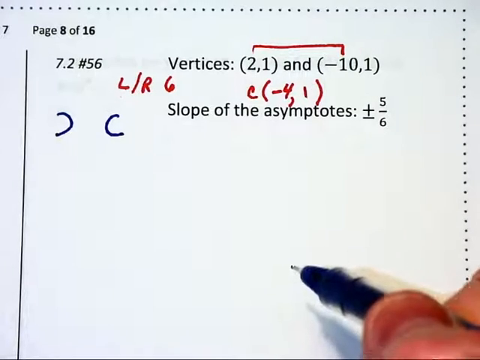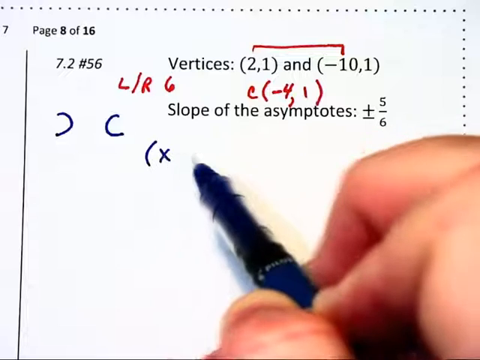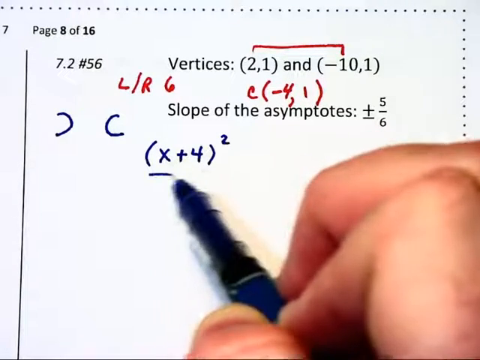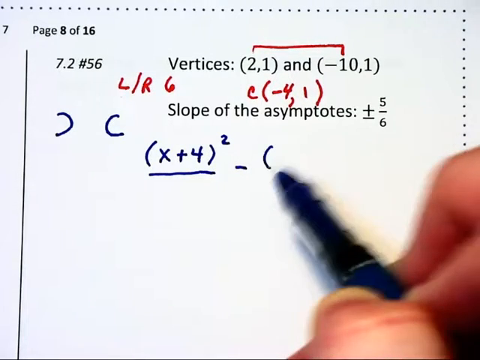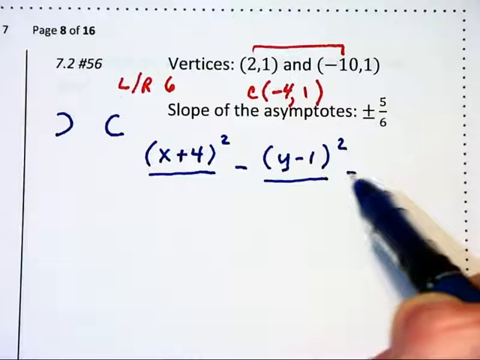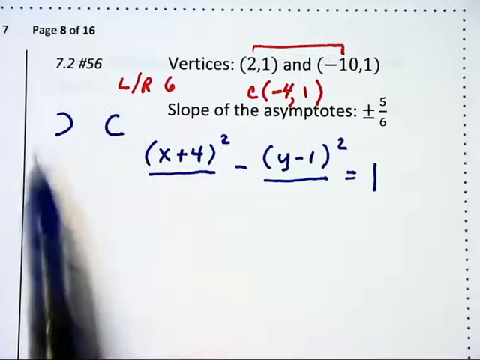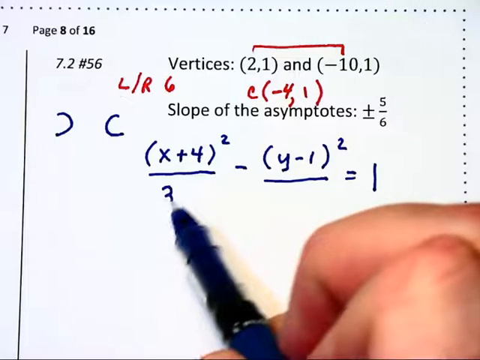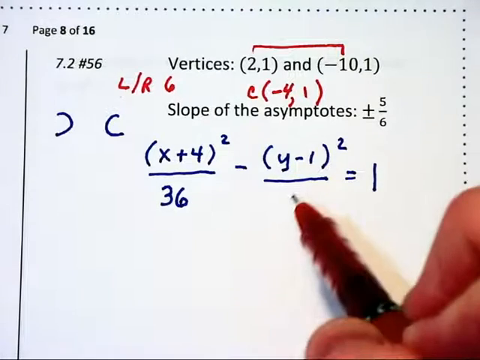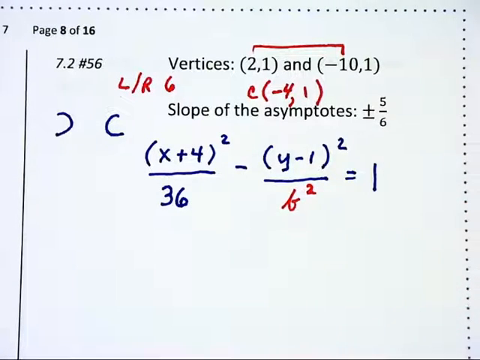That tells me I can begin to find my equation as x minus a negative 4, so x plus 4 quantity squared over something, minus y minus 1 quantity squared over something equals 1. And we do know, because we are going left and right 6, that the first denominator, our a squared, is equal to 36. We need to find what b squared is going to be.